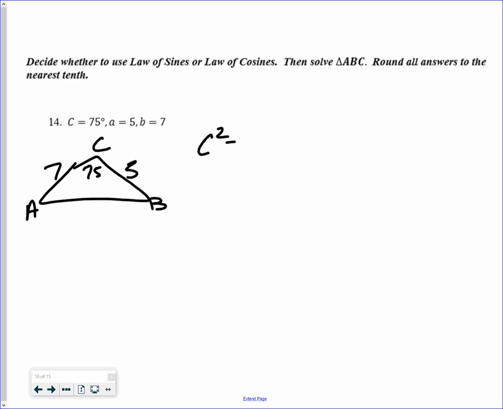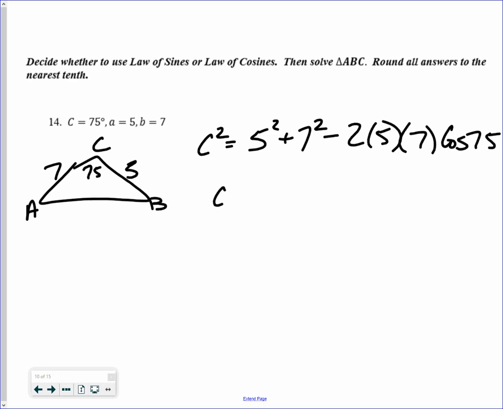So c squared equals a squared plus b squared minus 2ab cosine C. Using my calculator, I'm going to do 5 squared plus 7 squared minus 2 times 5 times 7 cosine of 75. I'm going to get 55.83, square root of that, 7.5.